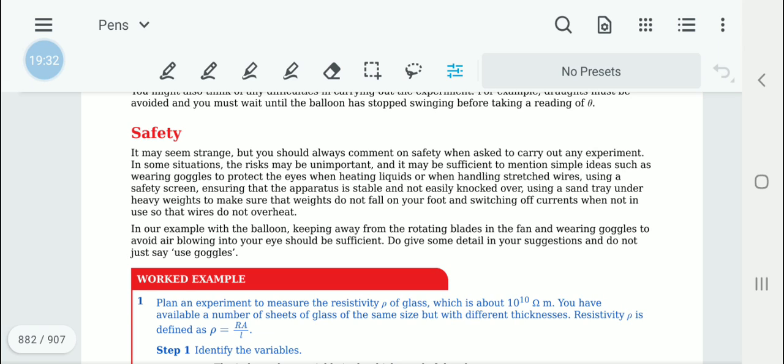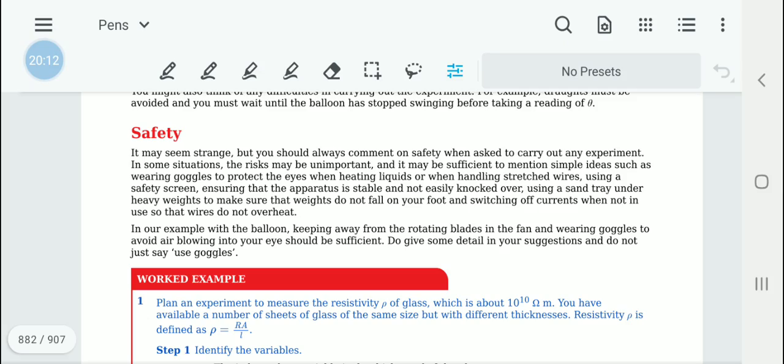Using goggles is a very common one when dealing with heated liquids or handling stretched wires or dealing with wind, etc. Then you can use that. Then using safety screens and making sure the apparatus are stable or fixed, right? And then using a sand tray to prevent heavy weights from falling onto your foot, and switching off currents when the experiment is not being conducted. So those are very important for you, right?